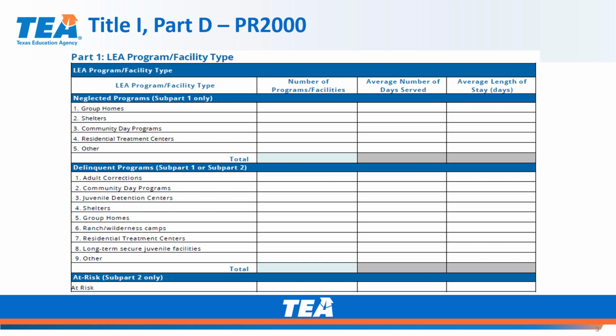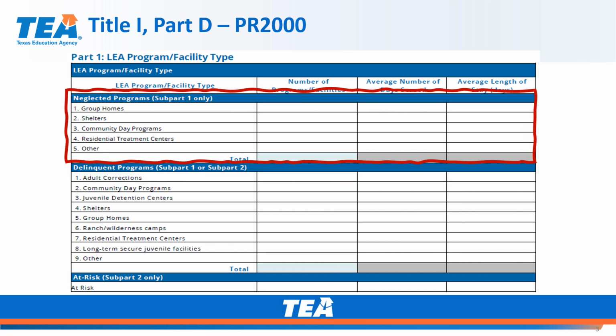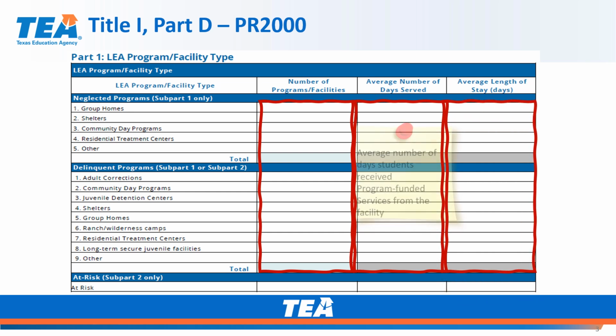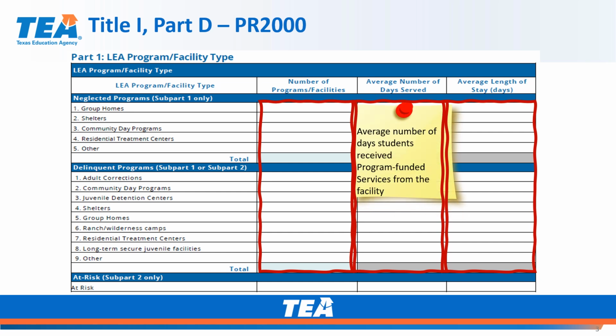In Part 1, LEA program facility types, state agencies will be required to fill out the neglected section for this part. LEAs will only need to respond to delinquent and at-risk sections of this part. In Part 1, the LEAs and state agencies will report the number of programs facilities and the average numbers that they serve and the average length of stay. Please note that the average number of days means the average numbers of days students receive program funded services from the facility.